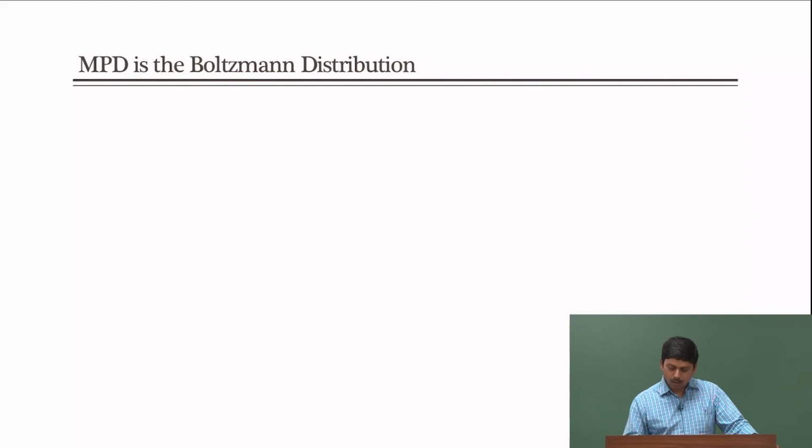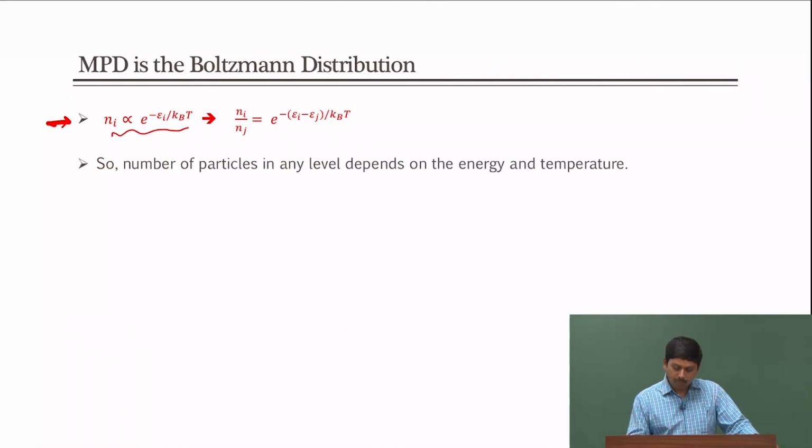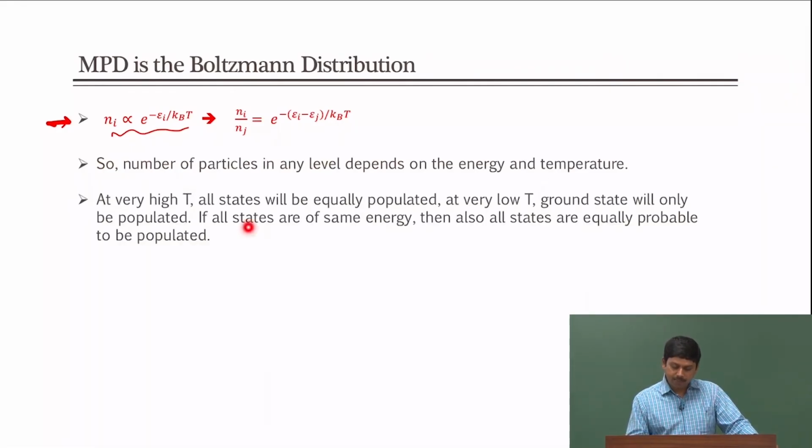So, coming back to this, we have seen that Ni by n is proportional to e to the power minus Ei by kBT, and there is a normalization constant. So, the number of particles in any level depends on energy and temperature, and at very high temperature all states will be more or less equally populated. At very low temperature only the ground state will be populated, and that is a very important conclusion from this Maxwell-Boltzmann statistics. If all states are of the same energy, then also all states will be equally populated. That we have seen even before.